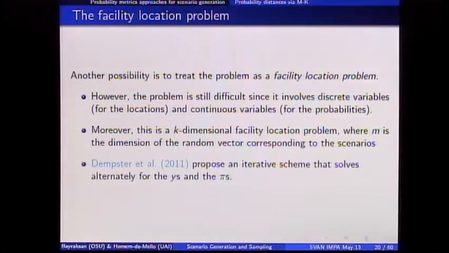There's one paper, for example, by Dempster and collaborators, where they propose an iterative scheme. Minimize over the y's, find the pi's, and then minimize over the y's again, find the pi's. If you remember that problem, the y's are the points and the pi's are the probabilities. So they do an iterative scheme. It's a heuristic also, because there is no guarantee of optimality, but it's something that was proposed.